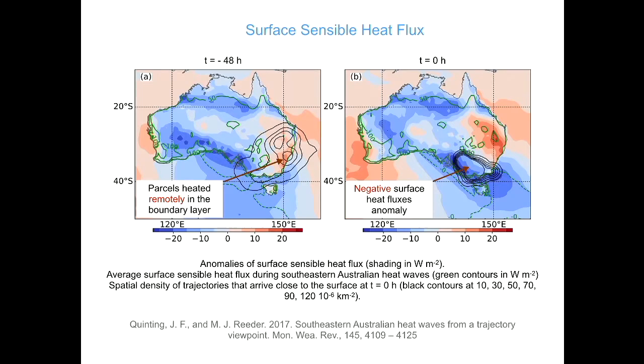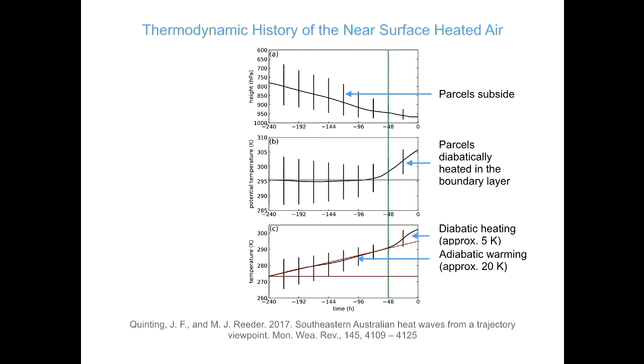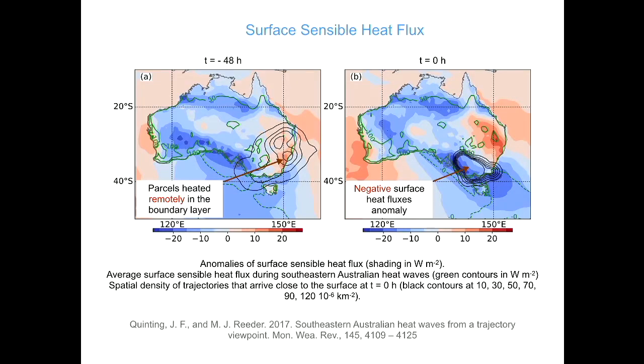What's more, if we take these parcels and we follow them around and we ask, what is the surface sensible heat flux? So, at minus 48 hours, this is the surface sensible heat flux over Australia.